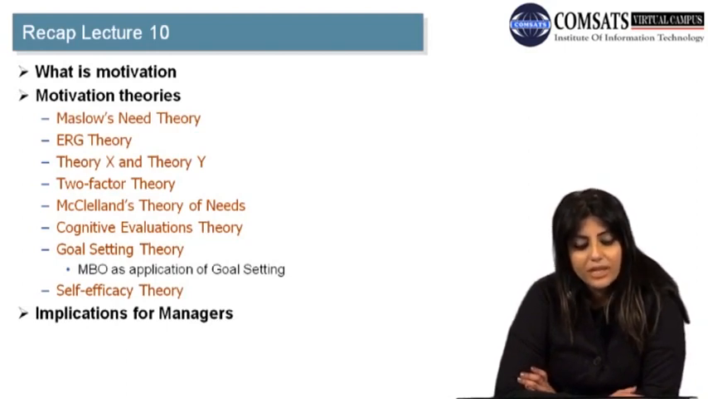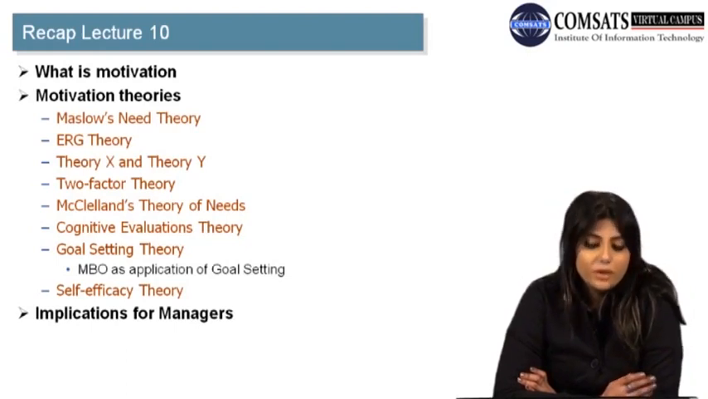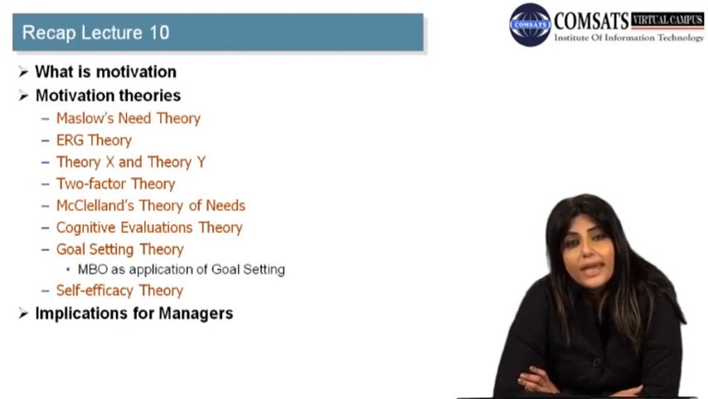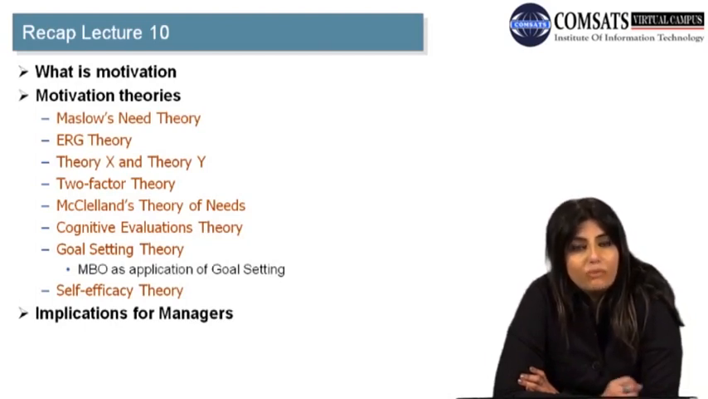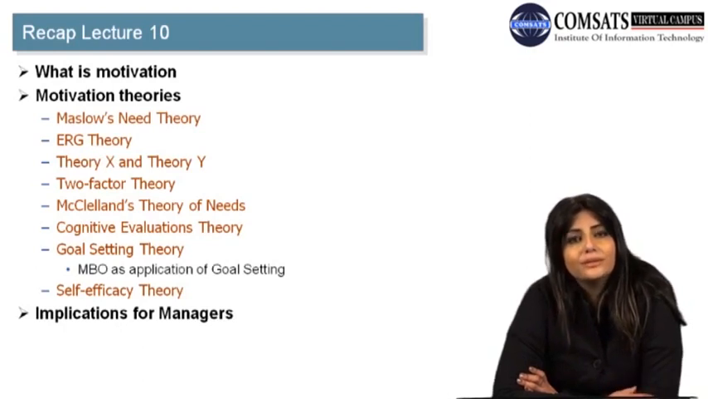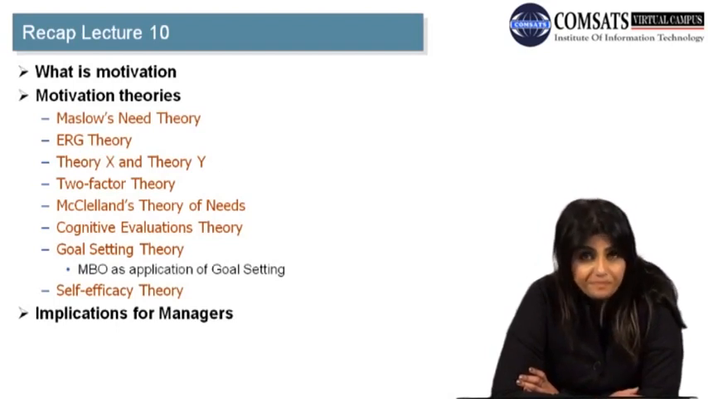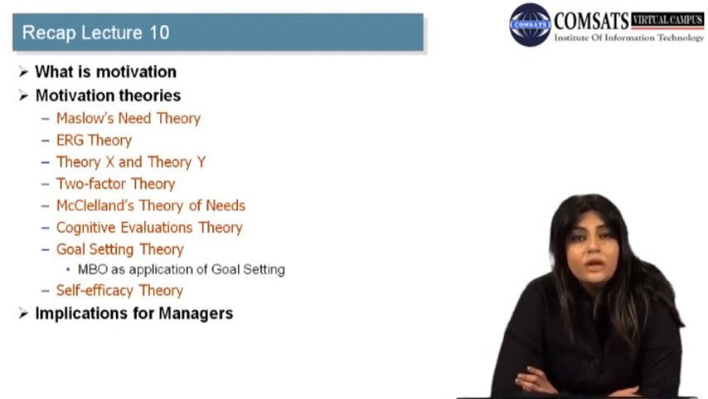Then the next theory was McClelland's theory of needs. As we discussed, this theory has certain strengths, but again it is limited in empirical testing. Therefore, its validity is not well generalized or well established. But the major contribution of this theory was that it divided the needs of the individuals into need for achievement, need for power, and need for affiliation.